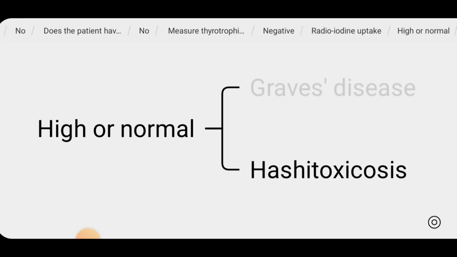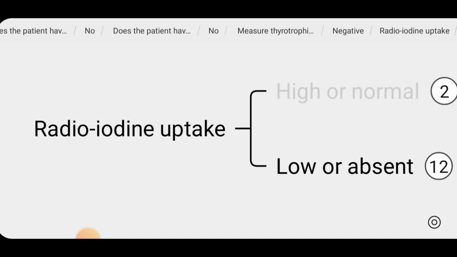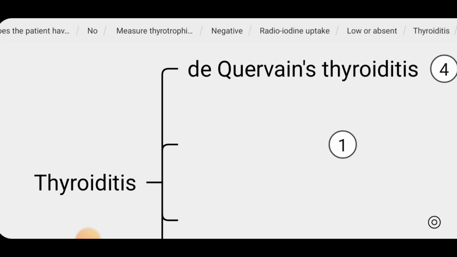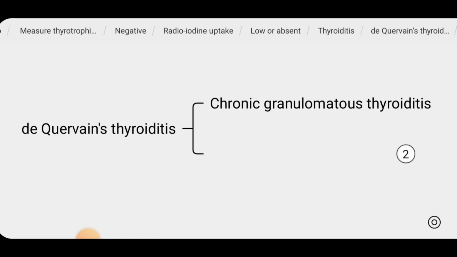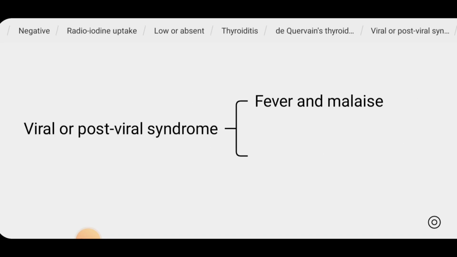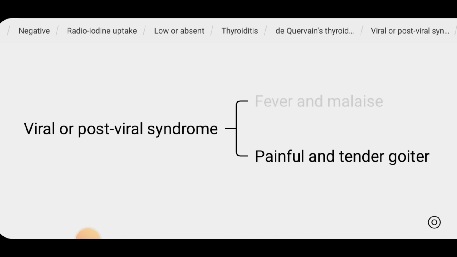And also the diagnosis may be Hashimoto's as well. If the uptake is low or absent, then the diagnosis may be thyroiditis. There are several types of thyroiditis. One is Dick-Owens thyroiditis. It is chronic granulomatous thyroiditis. So there will be a viral or post-viral syndrome. So the patient will have fever and malaise and also painful and tender goiter.